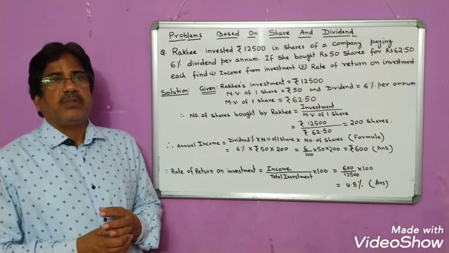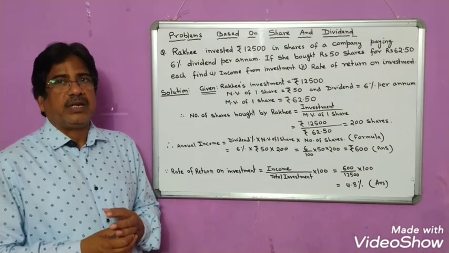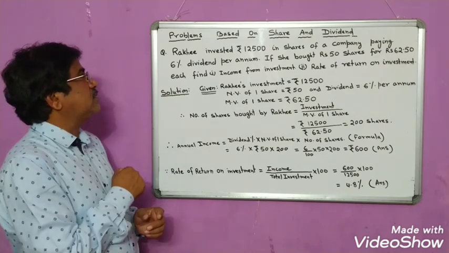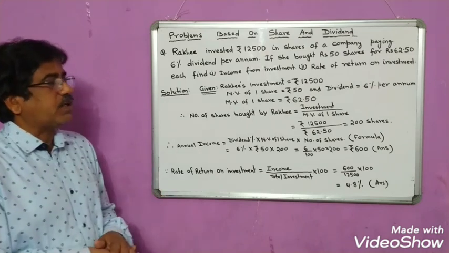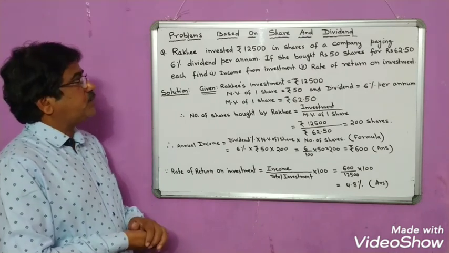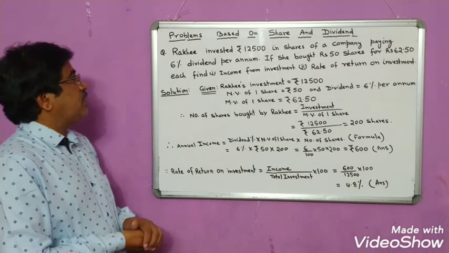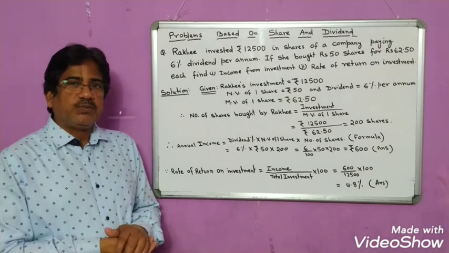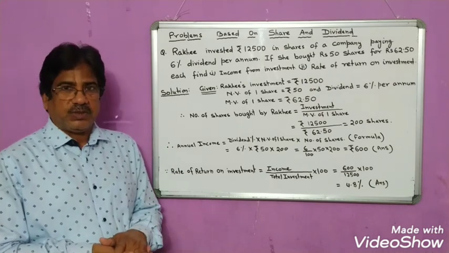Let us take some particular types of questions to understand the chapter Shares and Dividend more clearly. So let us take the question. The question is, Rakhi invested rupees 12,500 in shares of a company, paying 6% dividend per annum. If she bought rupees 50 shares for rupees 62.50 each, find first, the income from investment, and second, we have to find out the rate of return on investment.